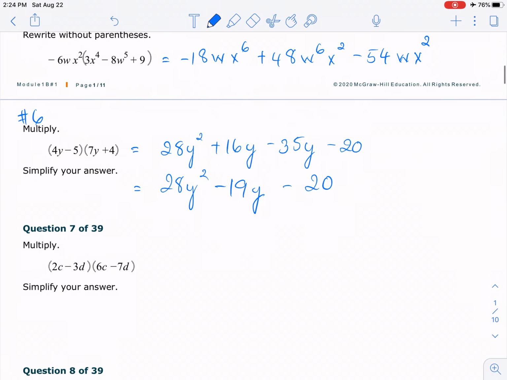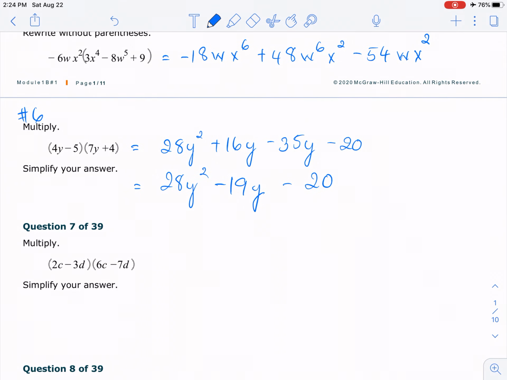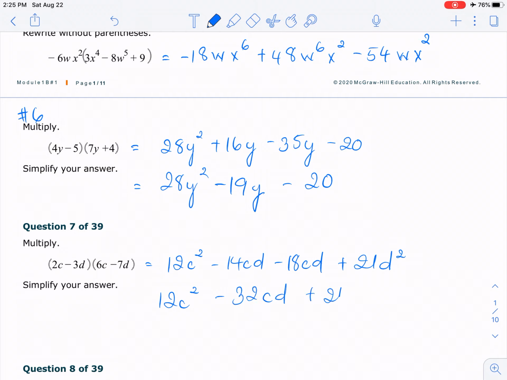If you have two variables, still okay. We still proceed as usual. So 2c times 6c is 12c squared minus 14cd minus 18cd. CD or DC, they are exactly the same, plus 21d squared. So I combine like terms. Minus 32cd plus 21d squared.